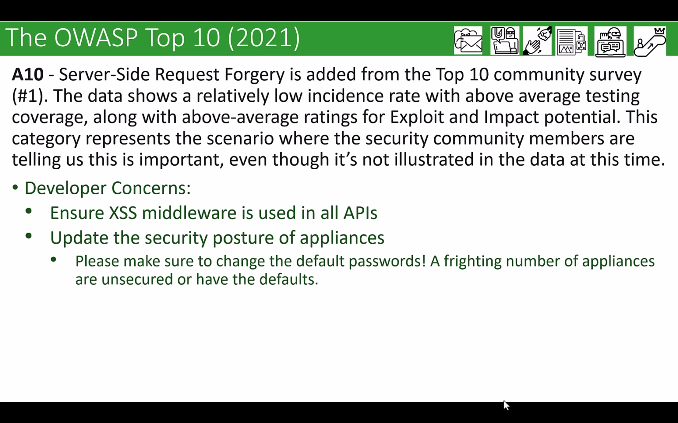Cross-site scripting is still a thing, and they're getting more and more clever, the bad people. And so, make sure your XSS middleware is up to the task and that you are logging failures of validation. And then, for goodness sake, make sure that your infrastructure partners are setting the security postures of your appliances. A firewall does no good at all if the default password is password1 and no one's changed it.